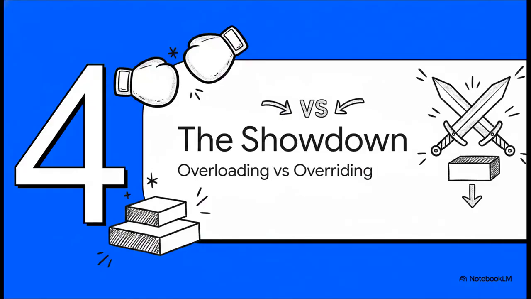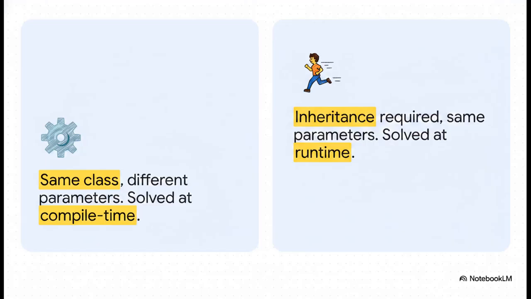All right, Section 4, the ultimate OOP showdown. Consider this your ultimate cheat sheet. Seriously, grasping this distinction is really what separates the novices from the pros. Let's recap. Overloading happens within the same class, requires different parameters, and is resolved at compile time. Overriding requires an inheritance relationship, demands the exact same parameters, and is resolved dynamically at runtime.